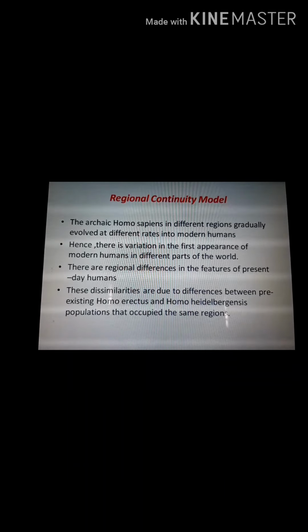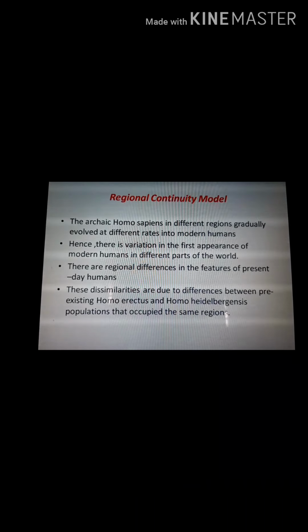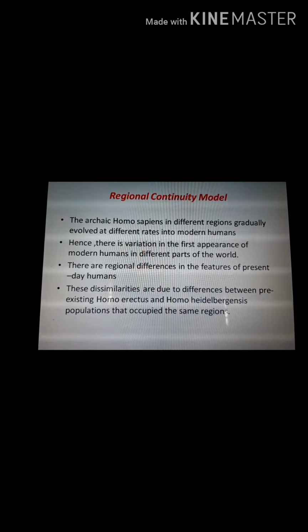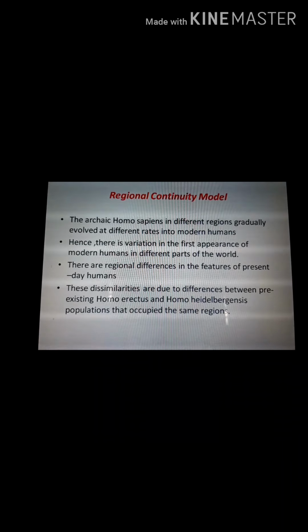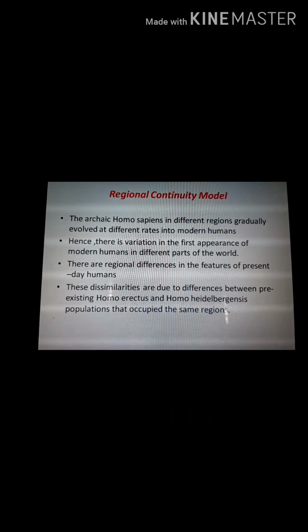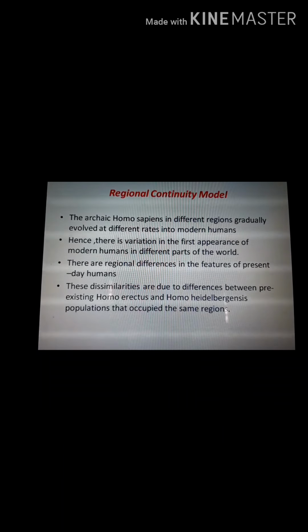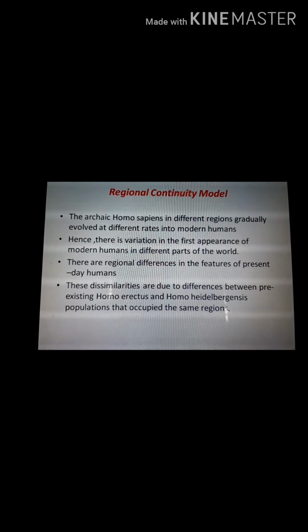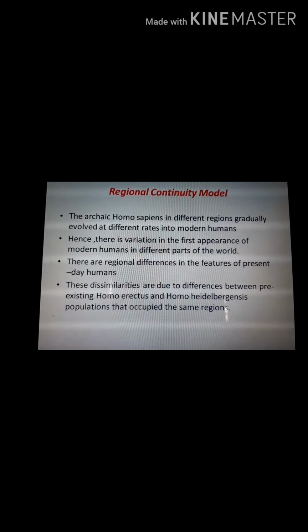Now let's talk about the regional continuity model. The archaic Homo sapiens in different regions gradually evolved at different rates into modern humans. Hence, there is a variation in the first appearance of modern humans in different parts of the world. There are regional differences in the features of present-day humans. These dissimilarities are due to differences between pre-existing Homo erectus and Homo heidelbergensis populations that occupied the same region.